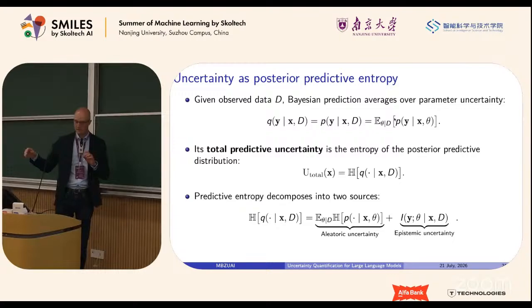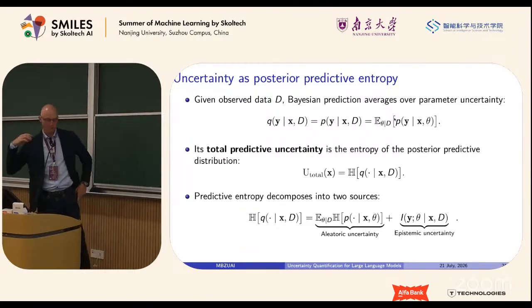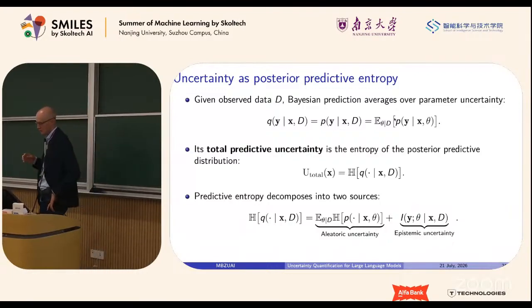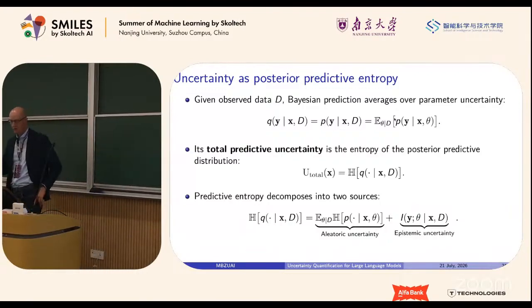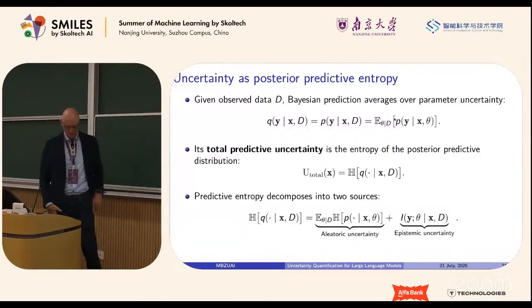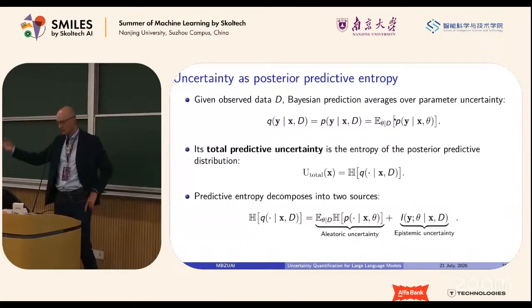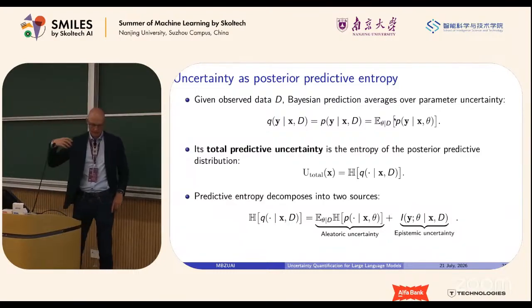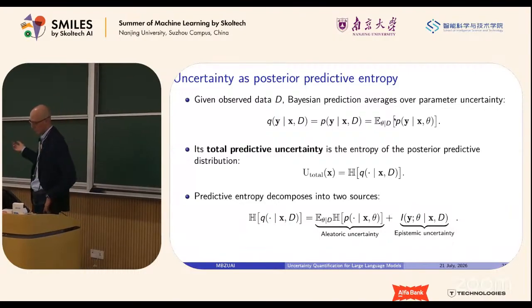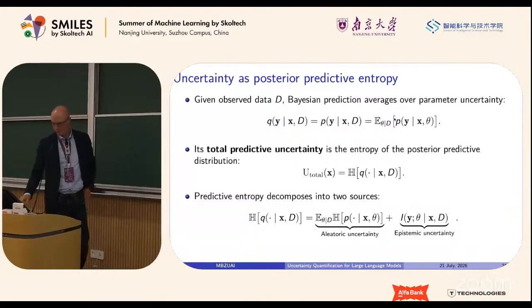If you do the math correctly, you can find that there is an epistemic part, which is the mutual information between the distribution of the parameters of your model and your predictive posterior, and an aleatoric component, which is basically the expectation of the entropy of each of the realizations of the parameters in your model. That's another way of thinking about uncertainty, through predictive entropy.